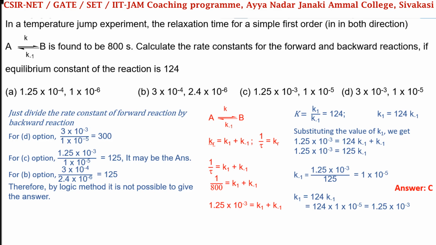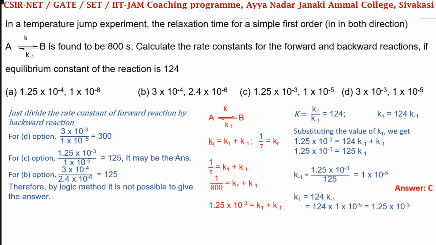And if you find here, the answer is 125. 1.25 into 10 power minus 3 divided by 1 into 10 power minus 5 equals 125. This may be one answer. Similarly, here find it out: 3 divided by 2.4. Here, if you find 1.25 into 10 power minus 4 divided by 1 into 10 power minus 6, once again 125. Therefore, by the logic method, it is not possible to give the answer. Therefore, go by the regular method we are adopting.